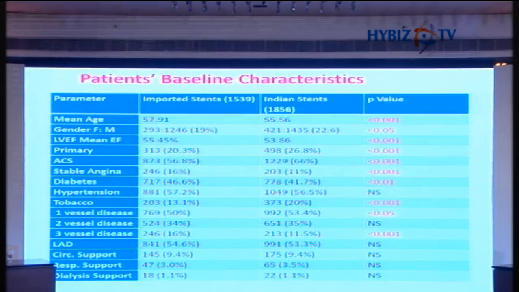Whereas the patients who got imported stents often tended to be older, multivessel disease, diabetics, and more of chronic stable angina, and less of smoking, a little higher age group. This is a typical demographic profile we see in our day-to-day practice. Low socioeconomic status patients tend to be younger and smokers and present with acute coronary syndromes. So here you see all the baseline characters, there is a difference.